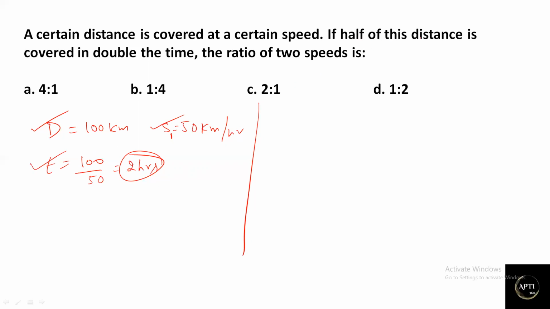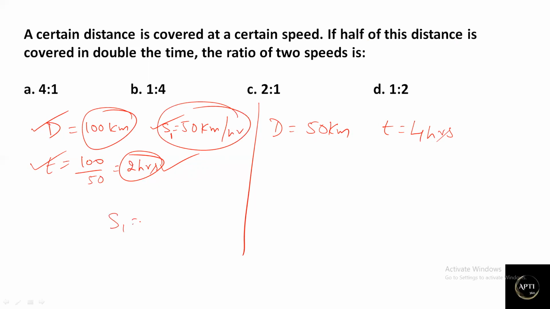Now if half of this distance, the second case, the distance is becoming half. Initially it is 100, now it is 50 kilometers. To cover it in double the time, now the time is double. Initially you take 2 hours, now you will take 4 hours. The ratio of the two speeds is, now here speed 1 is already 50 kilometers per hour. We just assume these values. If you want, you can assume 200 or 1000, you will get the same answer. Just for our better understanding, I assume these values.